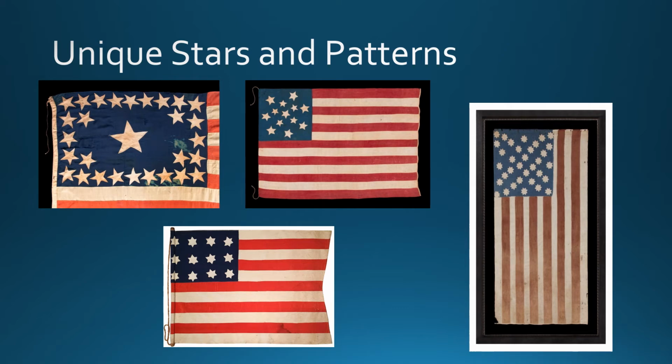The first attempt to regulate the design of the American flag was the Flag Act of 1777 during the Second Continental Congress. It took many attempts over many years to clearly define the design.